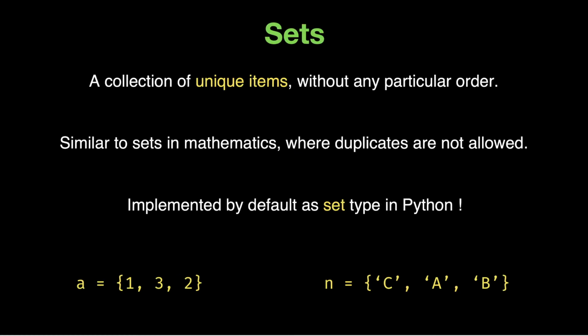So let us dive right into another data type called sets. Sets are a unique collection of items. Every item in the set is unique, and they are not in any particular order. So a set can be unordered, right? And they are similar to sets in mathematics. In our basic grades, when we read about sets in mathematics, we described them as a collection of unique items where duplicates are not allowed. The same is valid in Python too, and they are implemented by default as the set data type in Python. So we can see some examples of sets, like a equals 1, 3, 2, and n equals c, a, b, and something like that. We can repeat the value here.